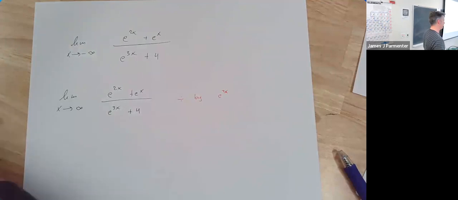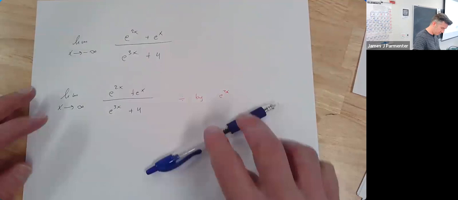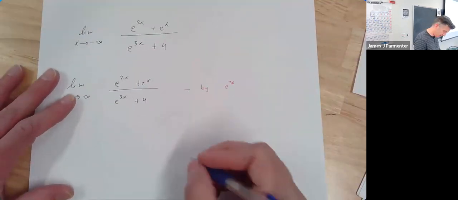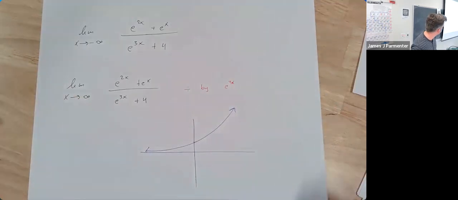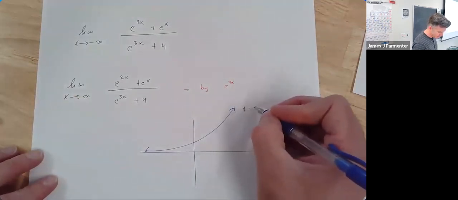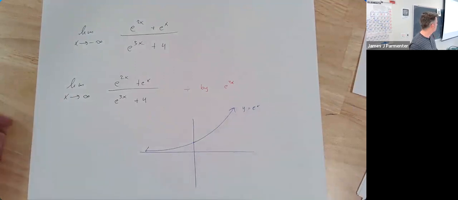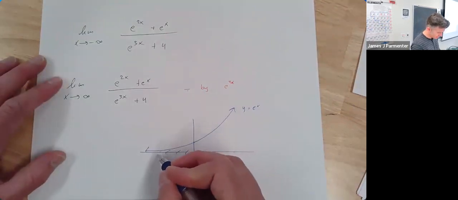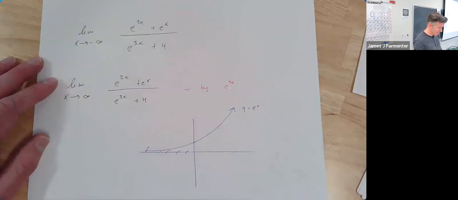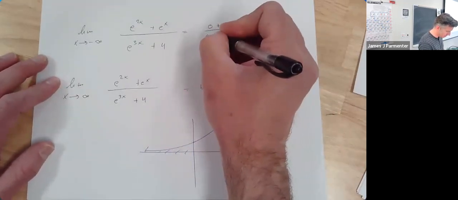Actually, this one you can totally do without doing any work. Because here's the thing. Here's what e to the x looks like. As x goes to infinity, what happens to e to the x? Goes to infinity, right, but as x goes to negative infinity, what happens to e to the x? Right, so you could actually here get that it's going to be 0 plus 0 over 0 plus 4.